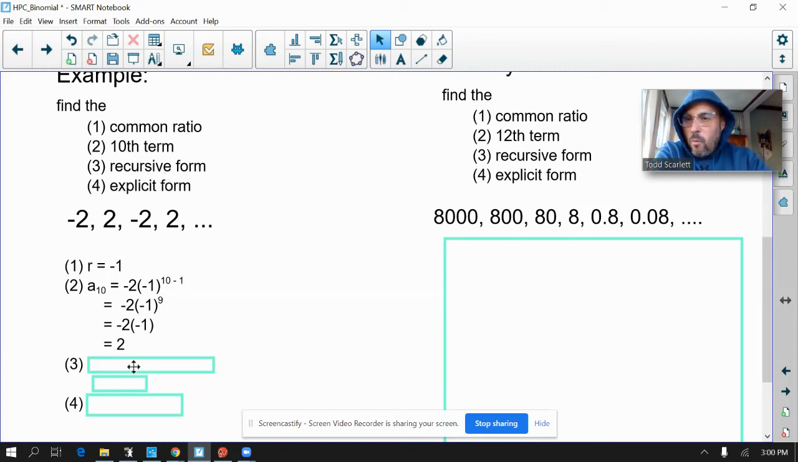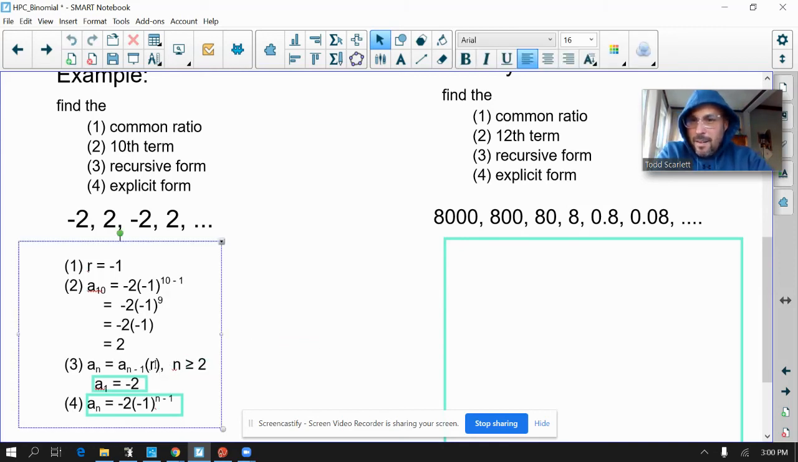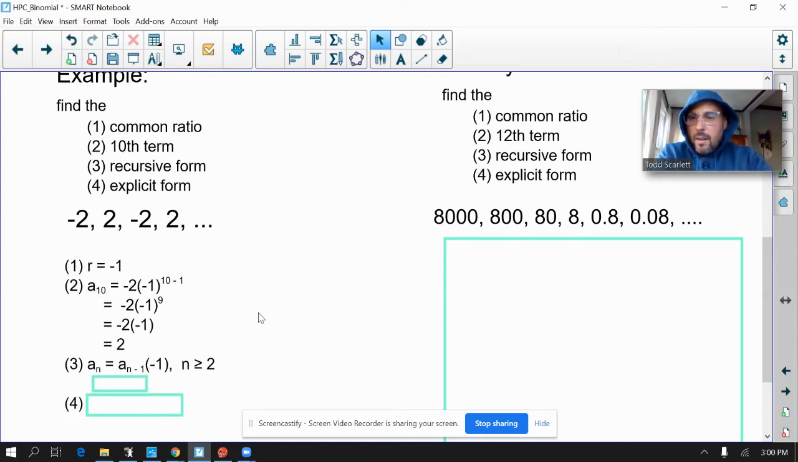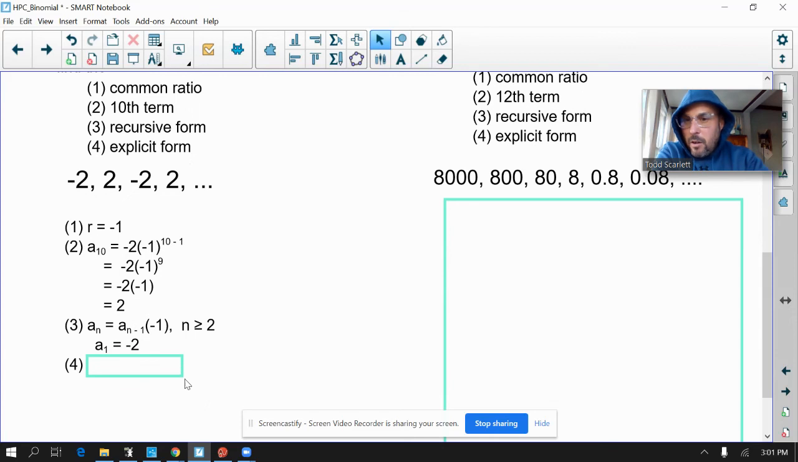The recursive form, well, any old term is just the previous term times negative 1. And then you also have to identify the first term to kickstart it. The first term is negative 2. To get the second term, you take this times negative 1, and down and down and down you go. The explicit form, well, we used the explicit form in number 2 here. It's the first term, a1, times the common ratio raised to the n minus 1.